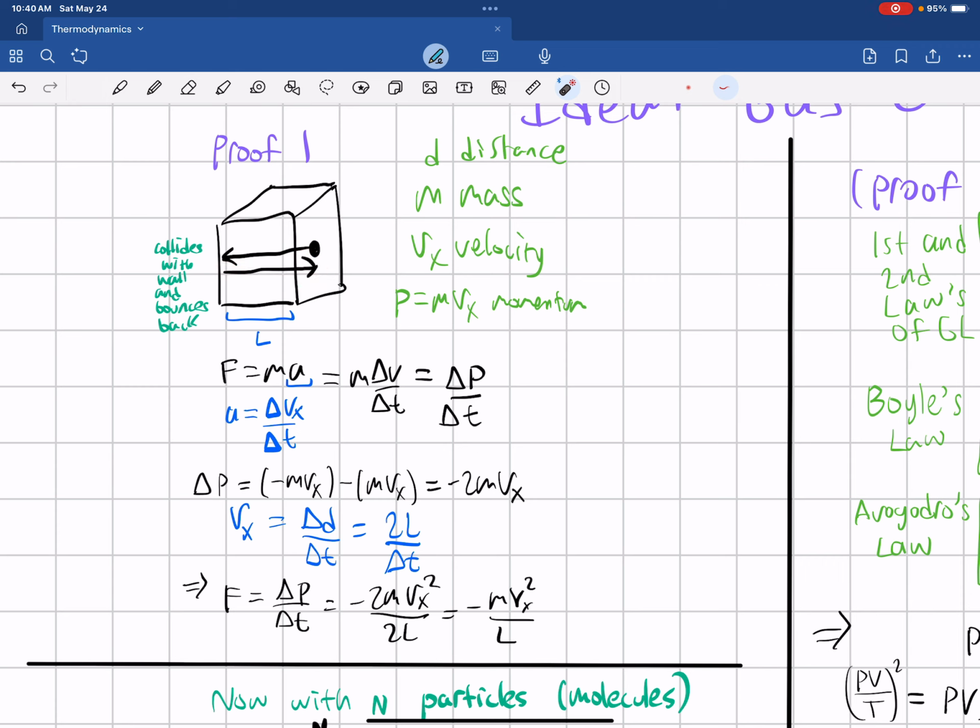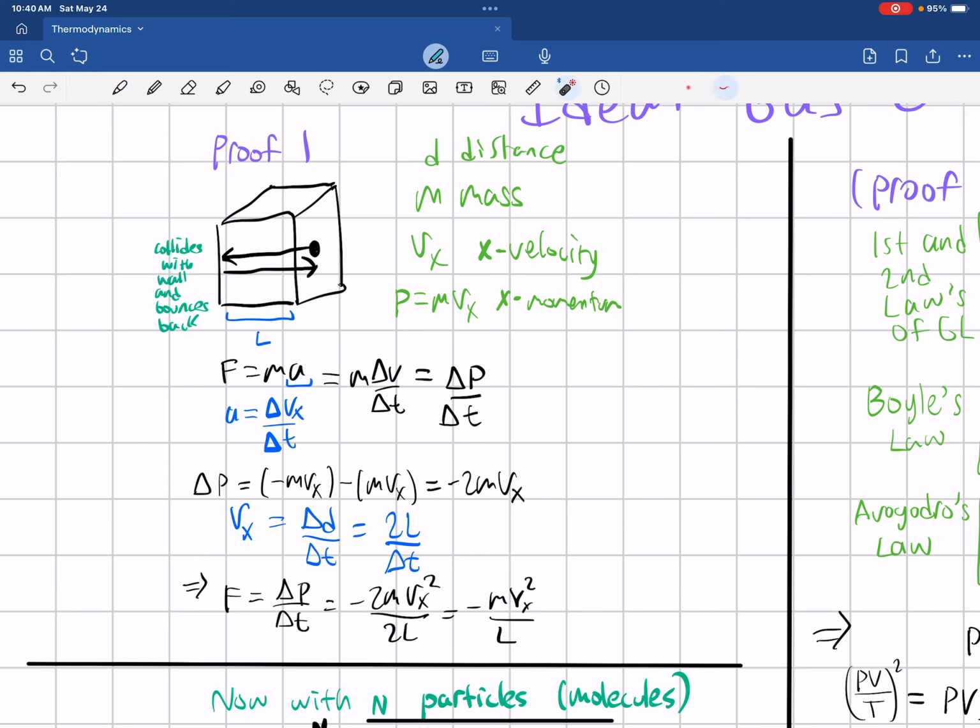So just to define some terms, we have d for distance, m for mass, vx can be our x velocity. So just write that, x velocity. And momentum we'll call little p, which is mass times velocity. So this would actually be called x momentum.